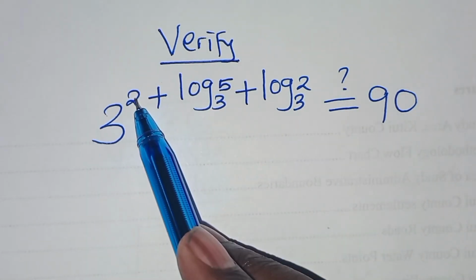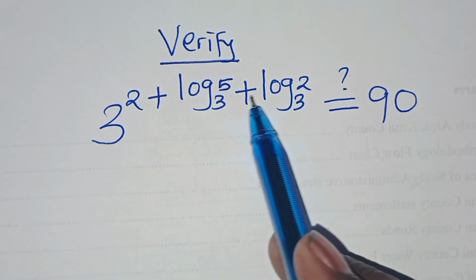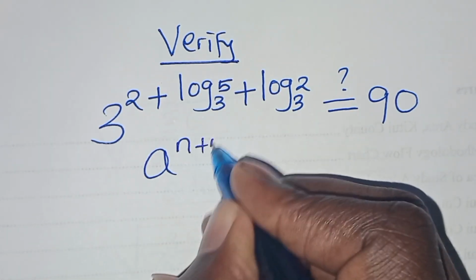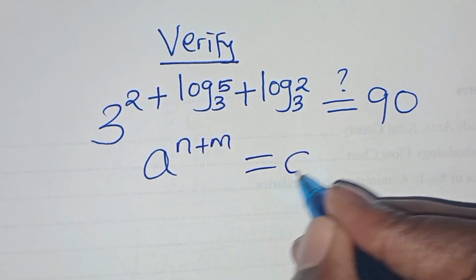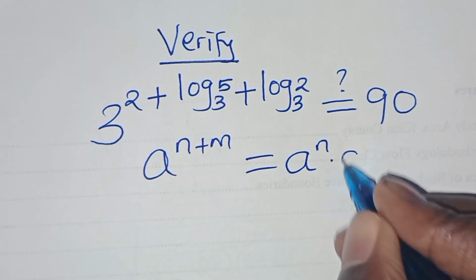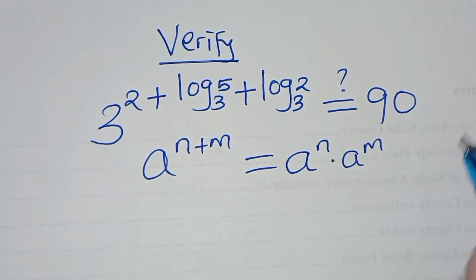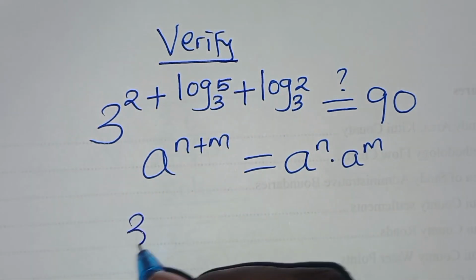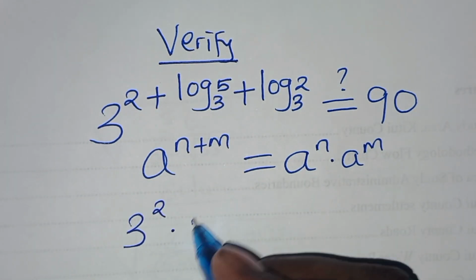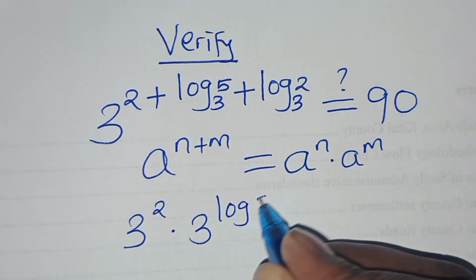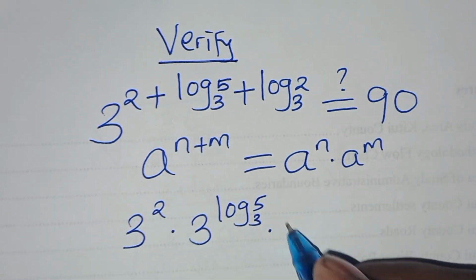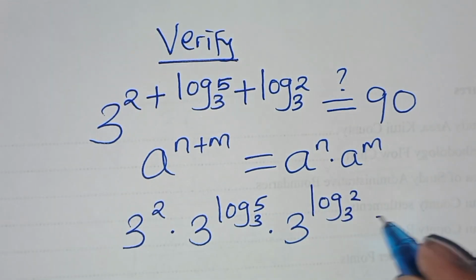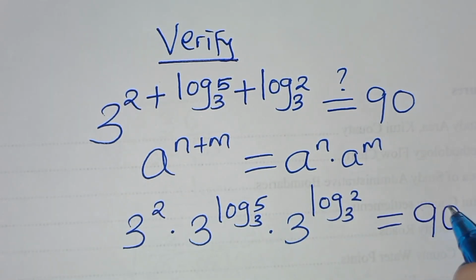So 3 to power 2 plus log 5 to base 3 plus log 2 to base 3. This is in the form of a to power n plus m, which we can express as a to power n times a to power m. Applying this exponent property, this is the same thing as 3 to power 2 times 3 to power log 5 to base 3 multiplied by 3 to power log 2 to base 3. This is supposed to give us a value of 90.